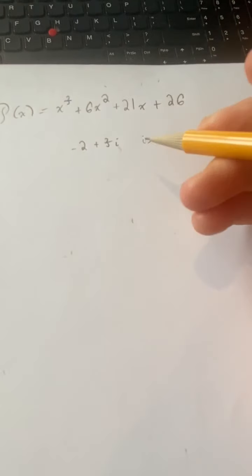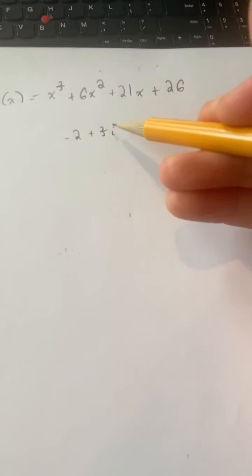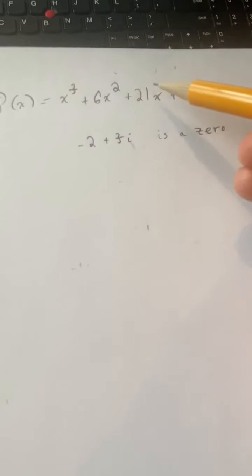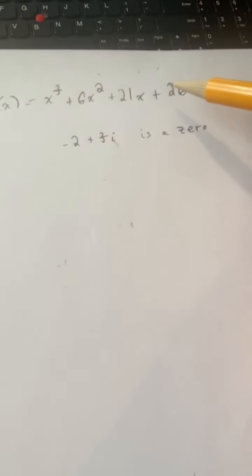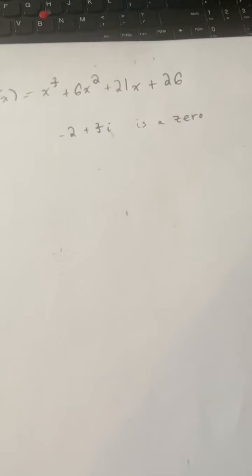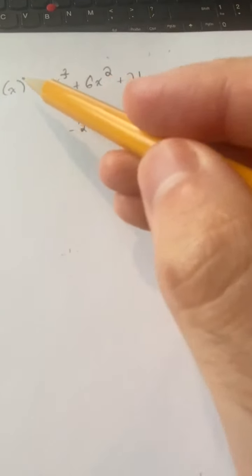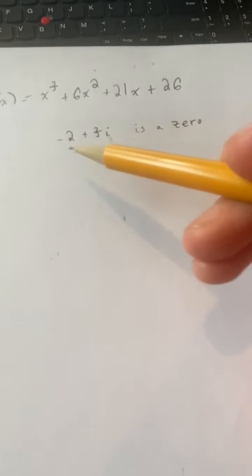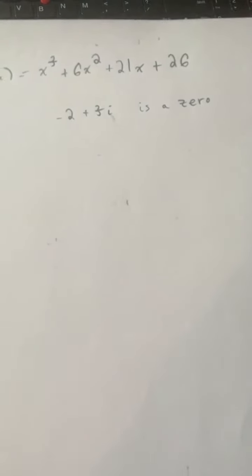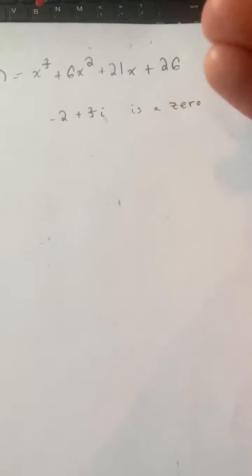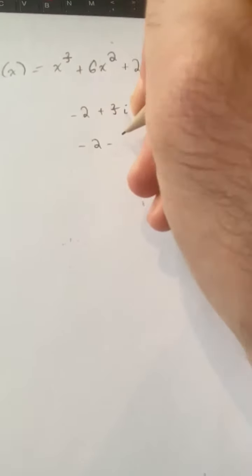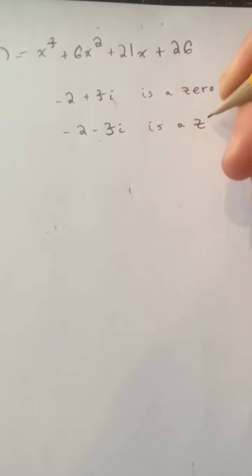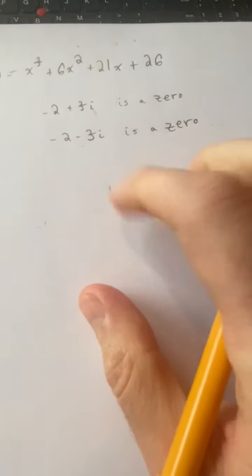Which might strike you as a little strange because -2 plus 3i is a complex number, but if we look at the coefficients of this polynomial, they're all real. We don't have any complex coefficients. So this takes us back to the idea that when you have a polynomial with real coefficients, the complex zeros can't just be on their own, they have to be in conjugate pairs. So if -2 plus 3i is a zero, that means that -2 minus 3i is also a zero.